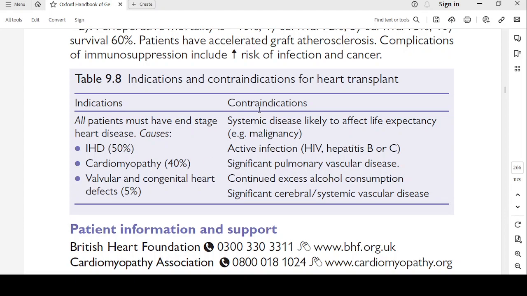And contraindications are: systemic disease likely to affect life expectancy, like a patient who has a malignancy. Active infection like HIV, hepatitis B or hepatitis C. Significant pulmonary vascular disease. Continued excess alcohol consumption. Significant cerebral or systemic vascular disease.